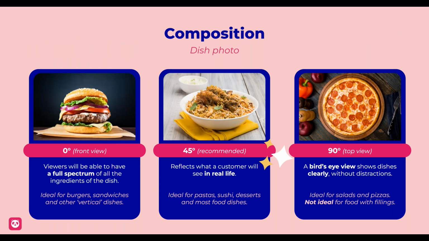For the composition and the angle, we suggest that based on the composition, you may have a different view. For example, 0 degrees, a front view, to see the full spectrum of the ingredients of the dish. So burgers, sandwiches, and other vertical dishes would be good. Otherwise, the default should always be 45 degrees, imagining how a real-life customer would see the dish. And of course, a top view for specific dishes, such as pizza, would showcase more of the ingredients.